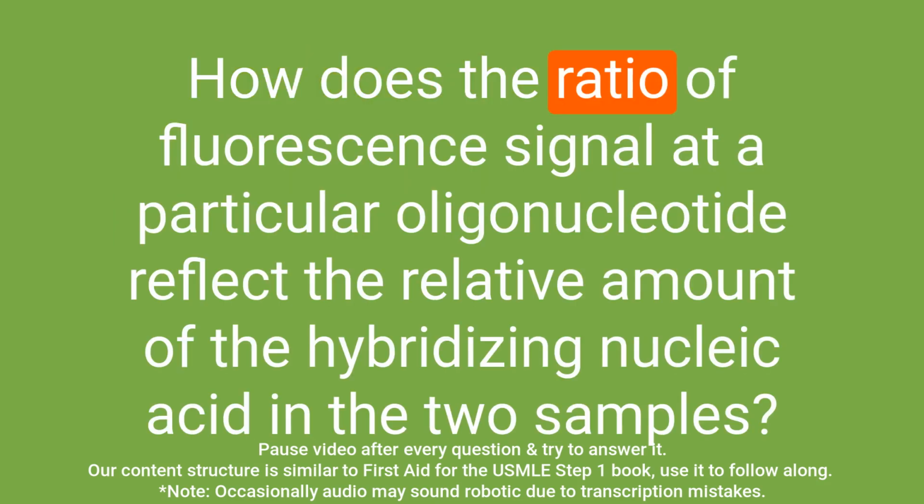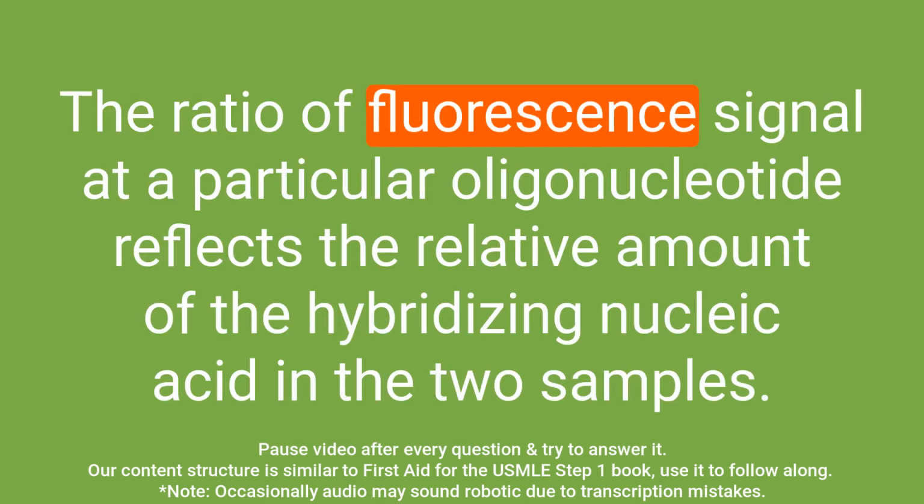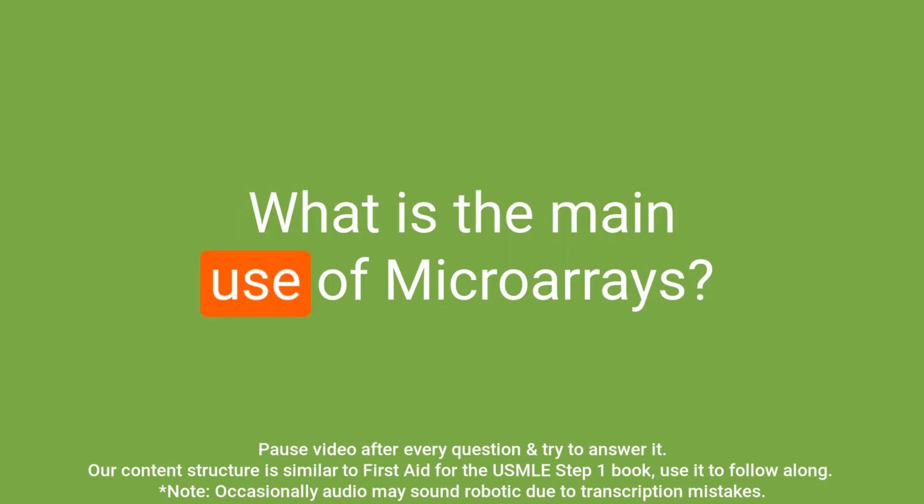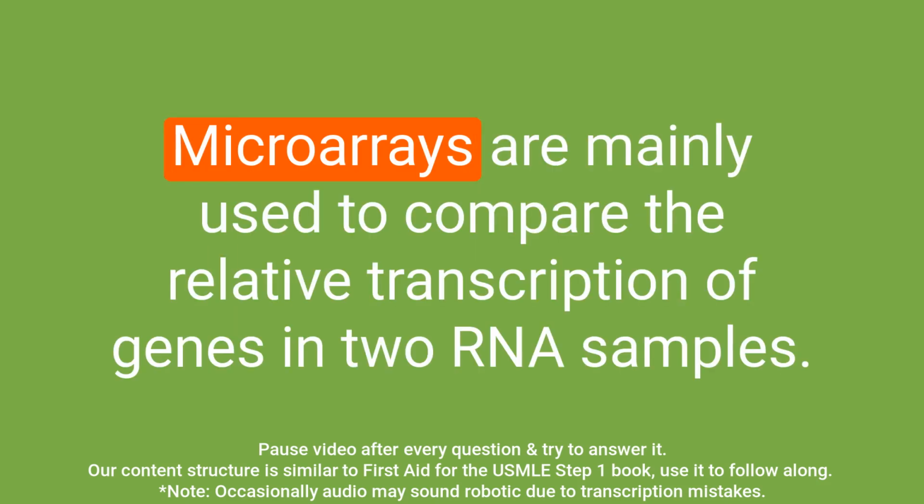Question: How does the ratio of fluorescent signal at a particular oligonucleotide reflect the relative amount of the hybridizing nucleic acid in the two samples? Answer: The ratio of fluorescent signal at a particular oligonucleotide reflects the relative amount of the hybridizing nucleic acid in the two samples. Question: What is the main use of microarrays? Answer: Microarrays are mainly used to compare the relative transcription of genes in two RNA samples.